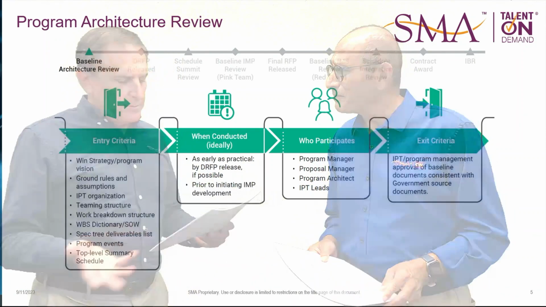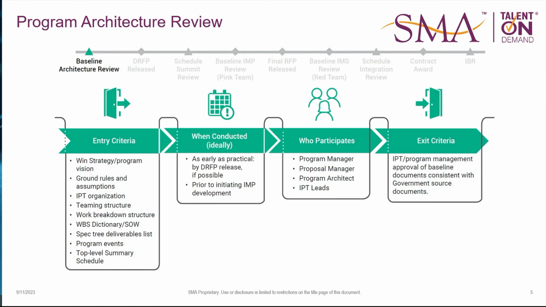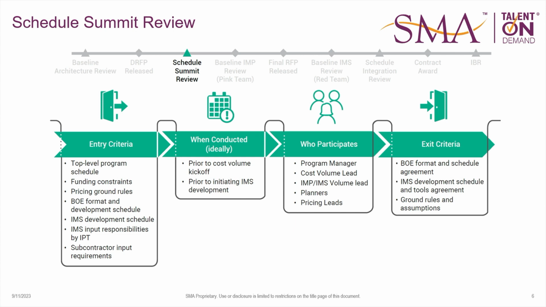So what you deliver from this is the IPT and program management approved baseline documents, which consist of the government source documents as well. So in other words, saying here's all the things we're going to use as the source for building our IMP and IMS and identifying risk, etc. Excellent. Now, Jacque, what's the second review in our process?